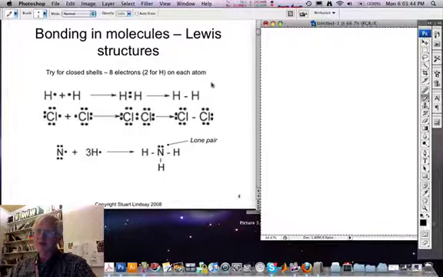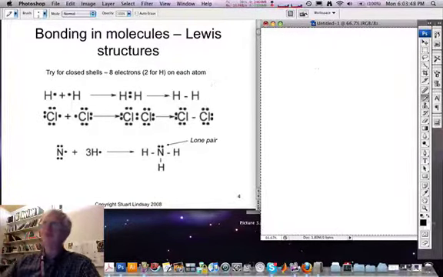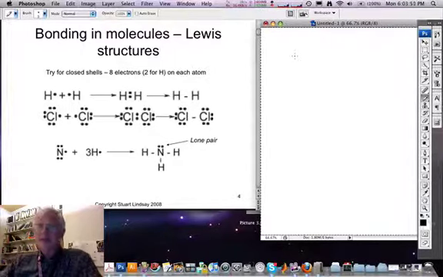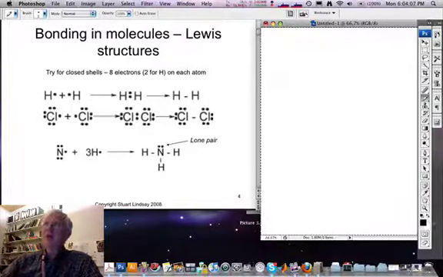Lewis structures are the most useful tool for understanding bonding in molecules. The basic idea is to form closed shell electronic configurations for the atoms taking part in building molecules. That means for hydrogen, 2 electrons, and for all the other elements, 8 electrons. This is done by electron sharing in bonds.